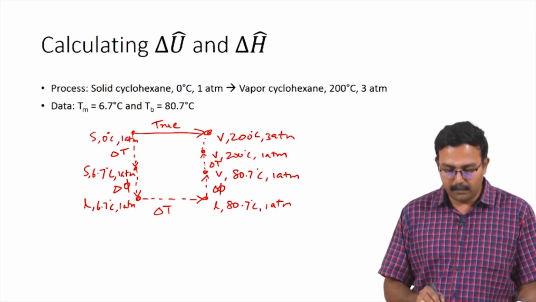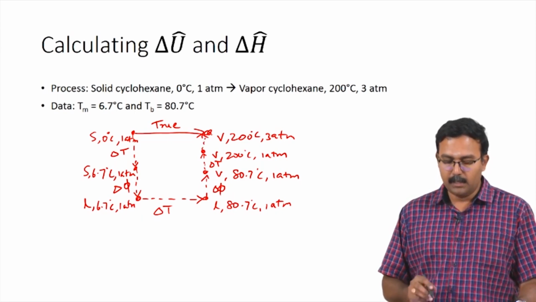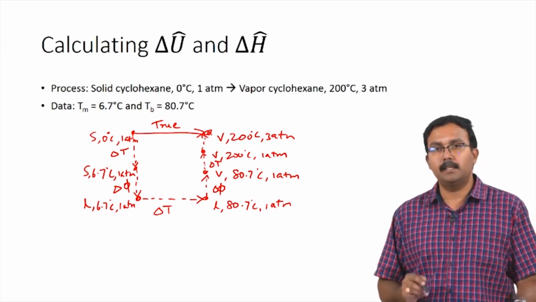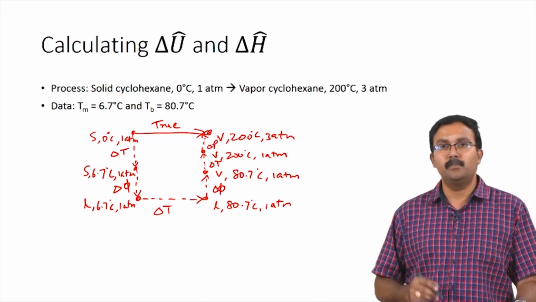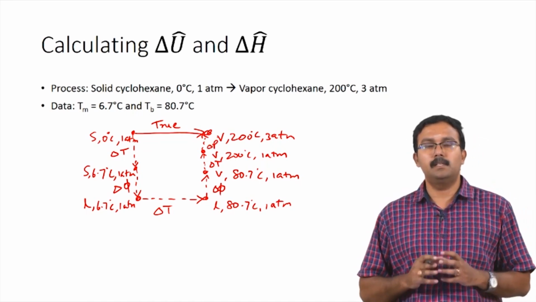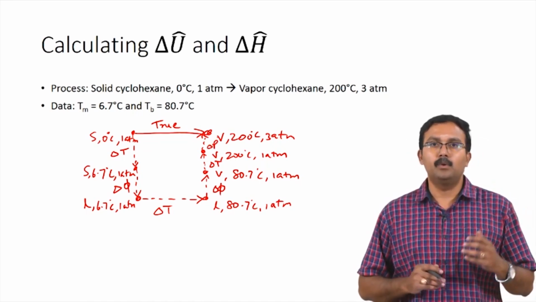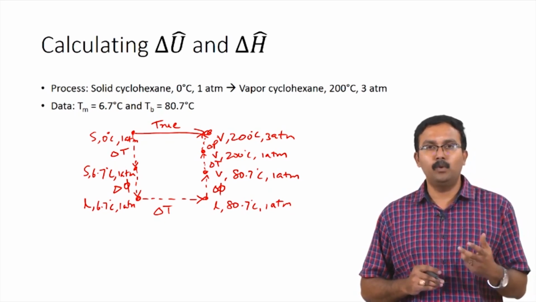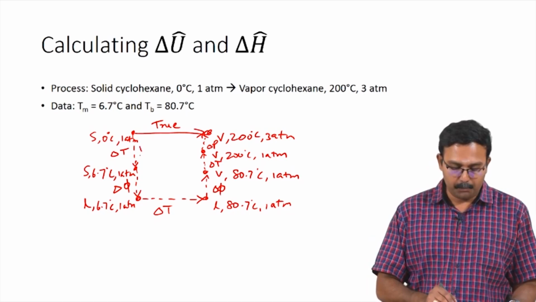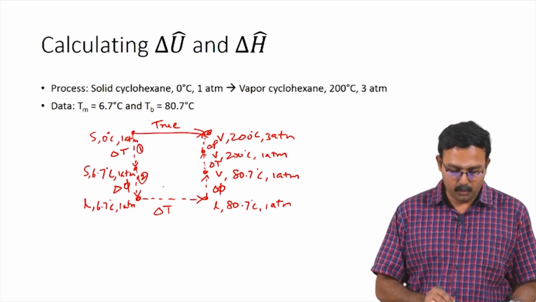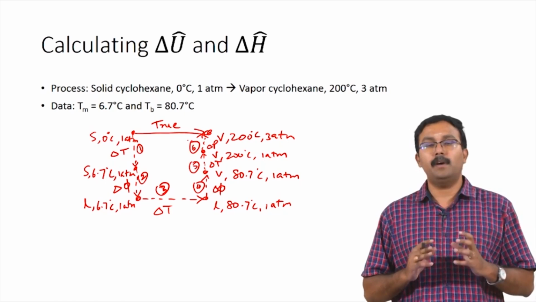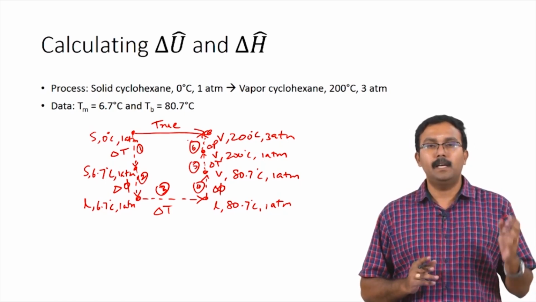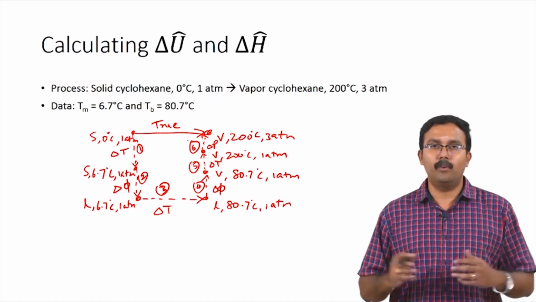From here you can reach the final step of the process, which is 200 degrees Celsius vapor at 3 atmospheres. Here only pressure is changing and there is no change in phase or temperature. So, this is a hypothetical path which we have built. The one true process step has been built into steps 1, 2, 3, 4, 5 and 6. So, instead of having one single path, we have 6 steps which describe the overall process.